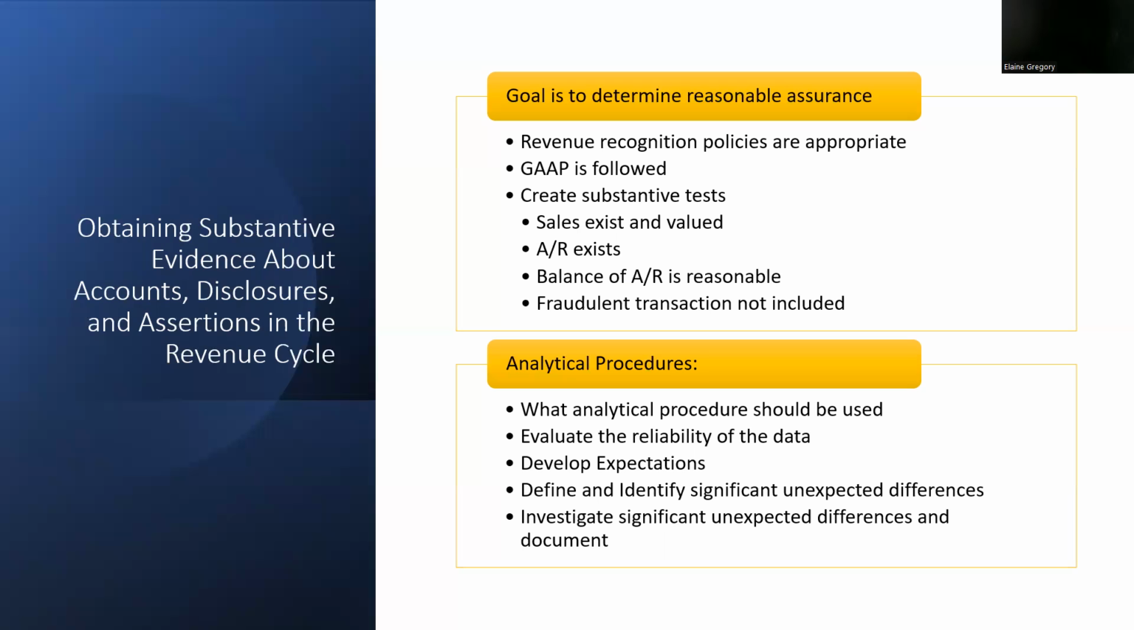We want to take a look at what analytical procedures we should use. Should we use some ratio testing? We need to evaluate the reliability of the data. Again, we develop our expectations. We define and identify those unexpected differences, and we investigate those differences.